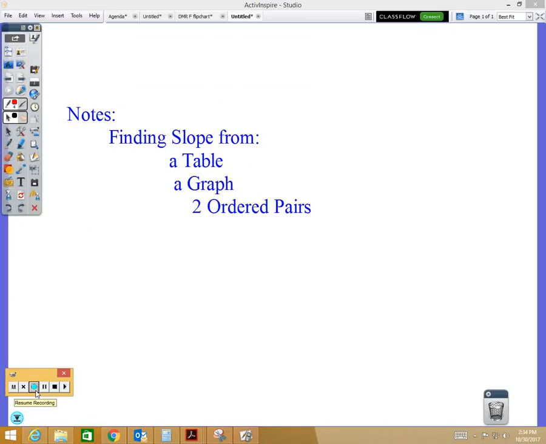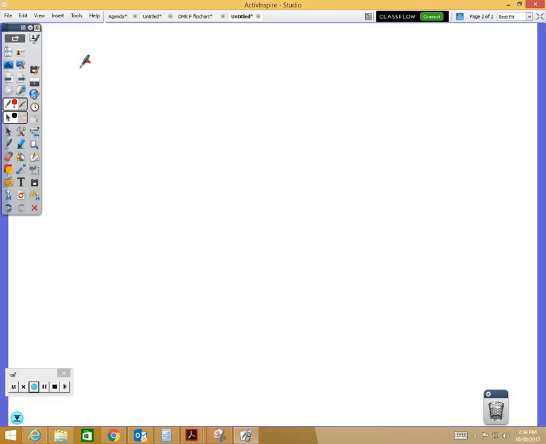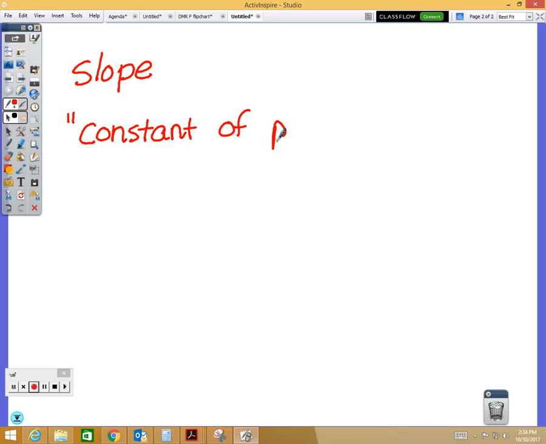All right, slope is known by a couple different names, so I want to talk about that first. Typically, we just see the word slope, but sometimes they will also call it the constant of proportionality.